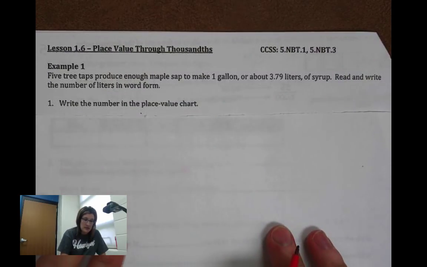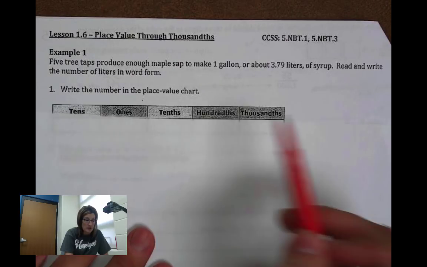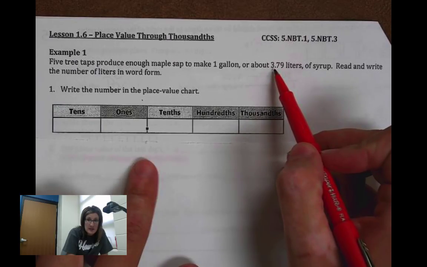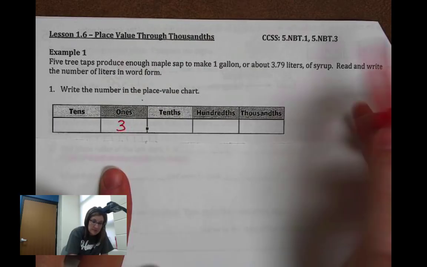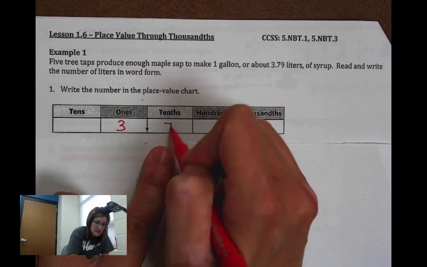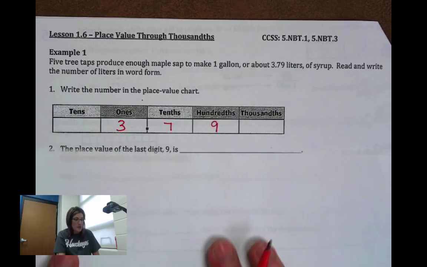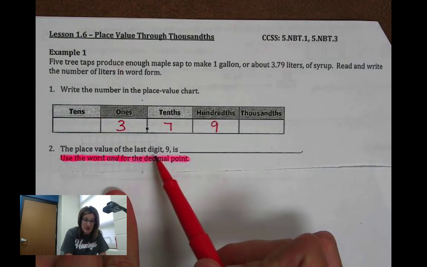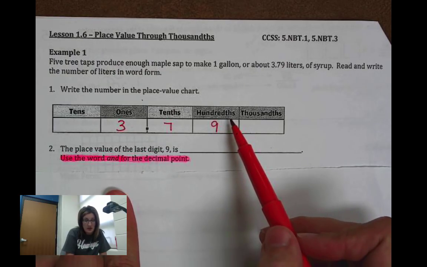Okay, so looking at this, first thing they want us to do, and we did this when we compared our numbers, was we're going to put it into our place value chart. So looking here, we have our decimal here, so one spot to the left is our 3, so that goes in our ones place. One spot to the right is a 7, so that is my tenths place. And then my 9 is in my hundredths place. Okay, now when we are writing this, we are looking for the place value that is in the last digit, which is my 9. And what place is this in? It is in the hundredths.